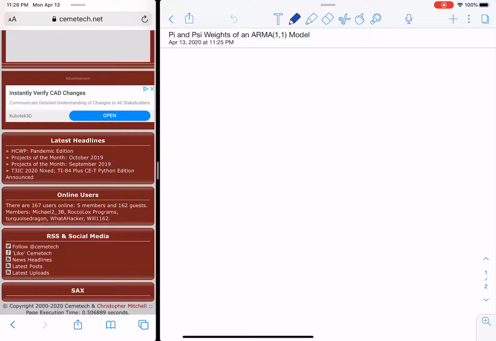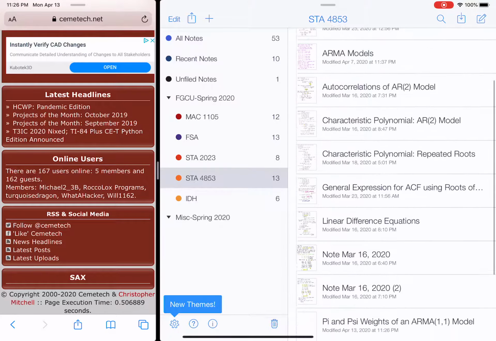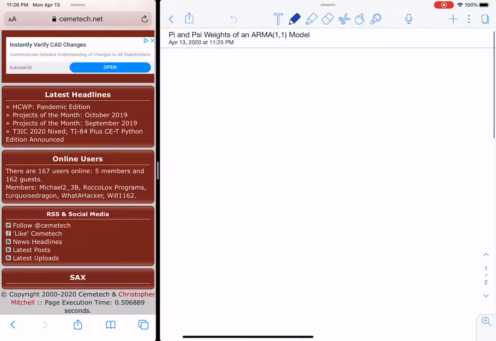So this video is on pi and psi weights of an ARMA 1-1 model. So we know an ARMA 1-1 model is given by x_t minus phi_1 x_{t-1} equals a_t minus theta_1 a_{t-1}.